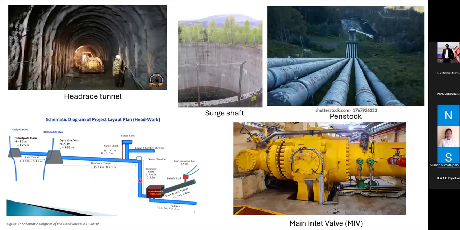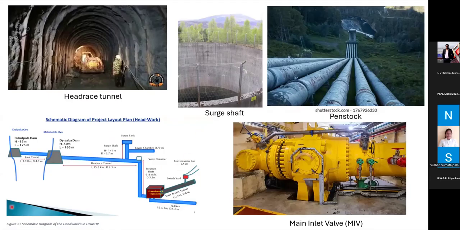Here are some photos of these elements that I am talking about. So you have the headrace tunnel. This is a horseshoe type tunnel. You can see the characteristic design or the cross section of the tunnel. It is low pressure, so you can see there is no head change. It is a horizontal tunnel with a very low slope, a very minimum pitch.